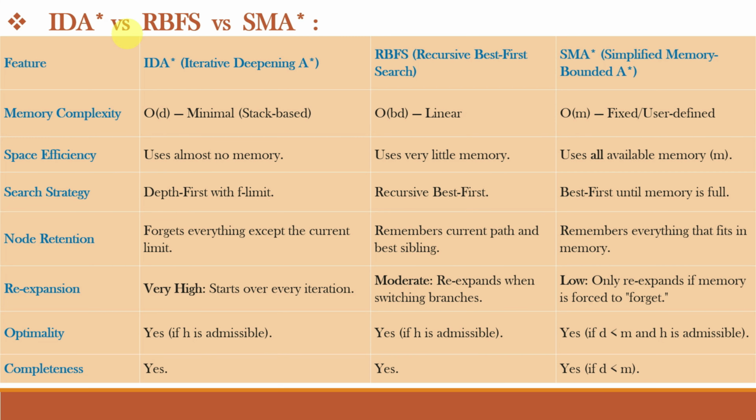And finally, this slide shows the comparison between IDA star, RBFS and SMA star search. See, the main difference is how they handle memory. IDA star uses the least memory because it works like depth first search and remembers almost nothing. RBFS also uses small memory, but it remembers the current best alternative path. And SMA star is different because it uses all available memory intelligently and removes the worst nodes only when memory becomes full. All the three algorithms can give optimal solutions if the heuristic is admissible. But SMA star remains complete only if enough memory is available to store the required nodes.